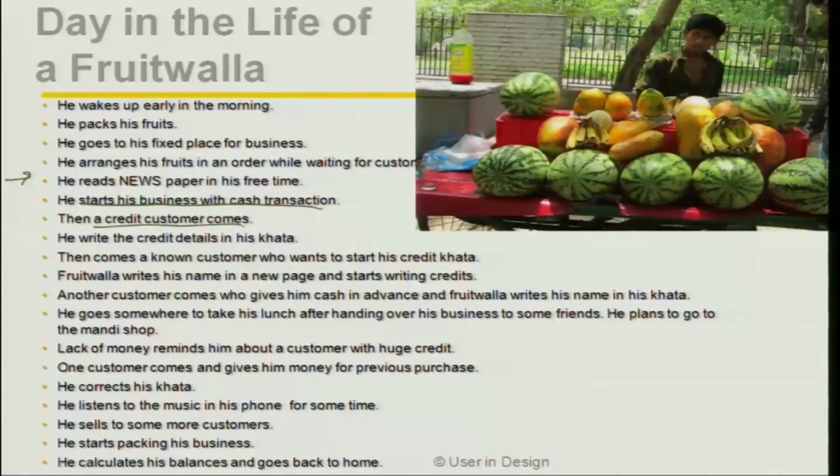Then a credit customer comes. He writes the details in his khata. Then comes a known customer who wants to start his new credit khata, okay? The fruit wala writes his name in a new page and starts writing credits, okay? Another customer comes who gives him cash in advance, and the fruit wala writes his name in his khata.